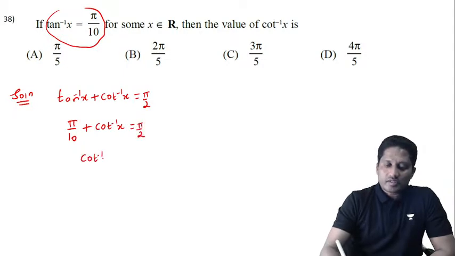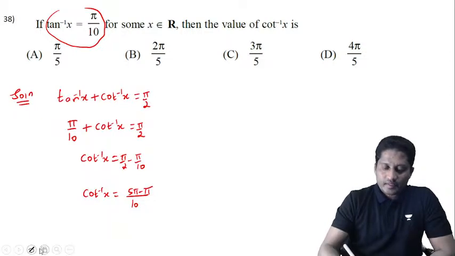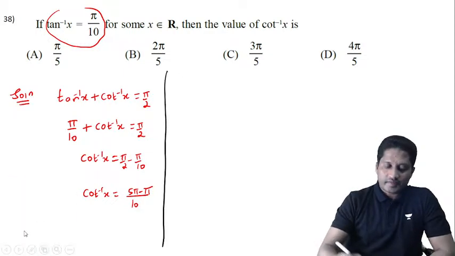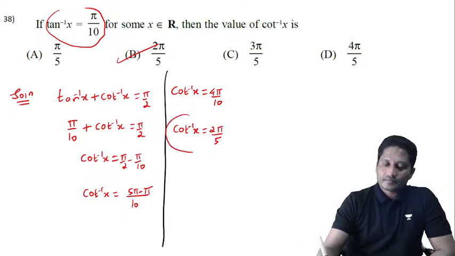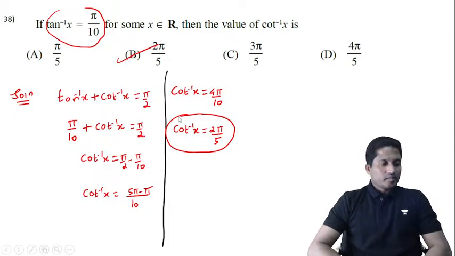From this I can write cot inverse of x is equal to pi by 2 minus pi by 10. Cot inverse of x is equal to, LCM is 10, so this is 5 pi minus pi, and then if you shift to the right side, cot inverse of x will be equal to 4 pi by 10, which is 2 pi by 5. Answer is option B. Let's move to the next question.